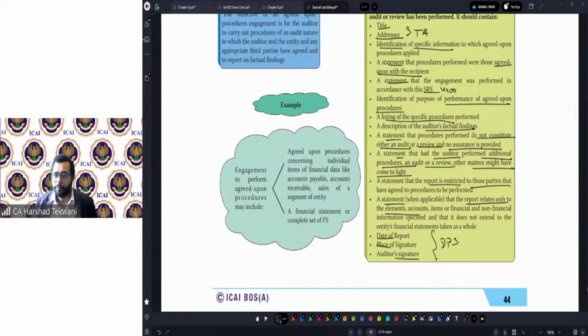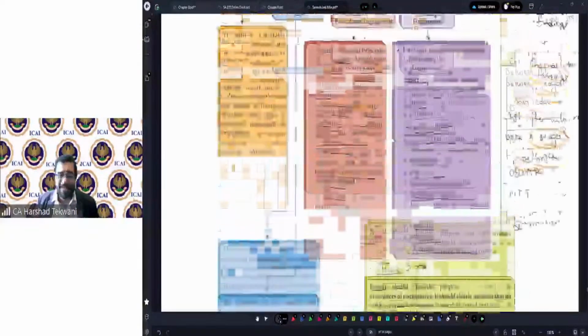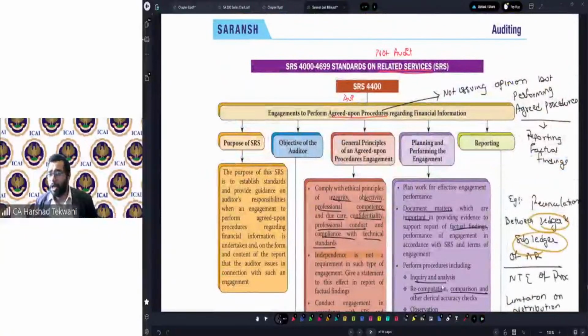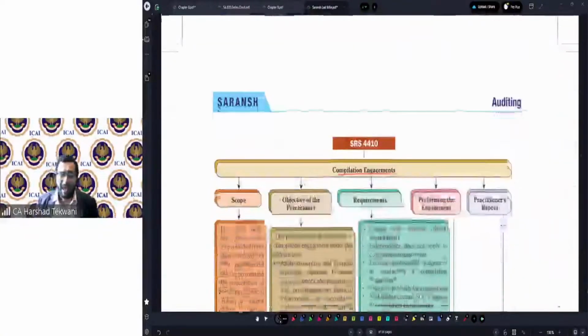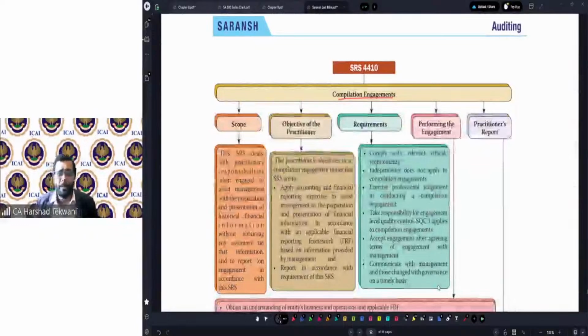Okay. So that was your SRS 4400. Now let's move to the next one, SRS 4410, which is a compilation engagement. It is a related service, not an assurance engagement.